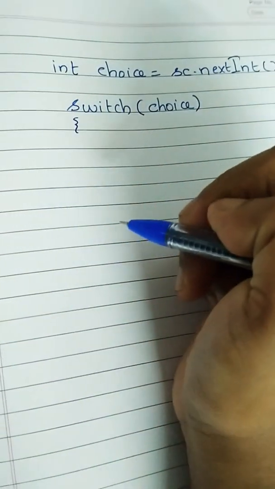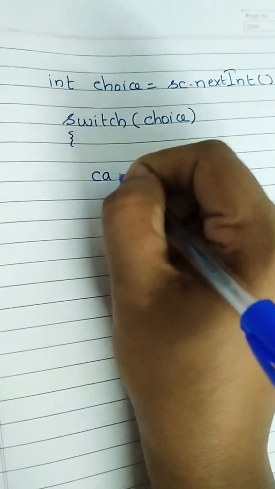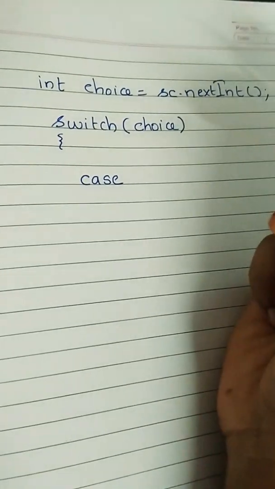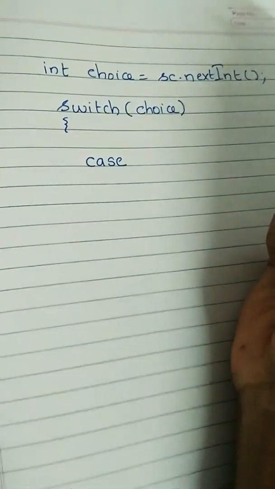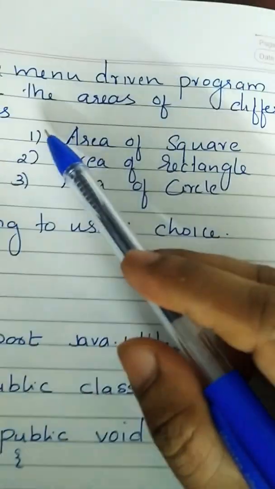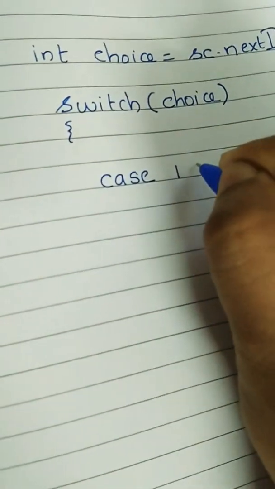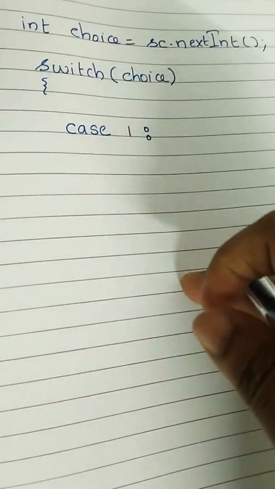So switch will open, it's a block, and in switch you will write the first thing as case. This is the syntax of a switch, and then you will write your constants. So what are the constants you have? You have 1, 2, 3. So if it is case 1, you will put a colon, and then you will write what is the condition for 1.